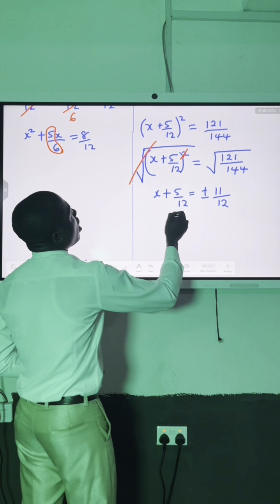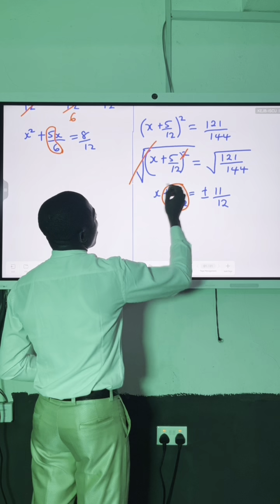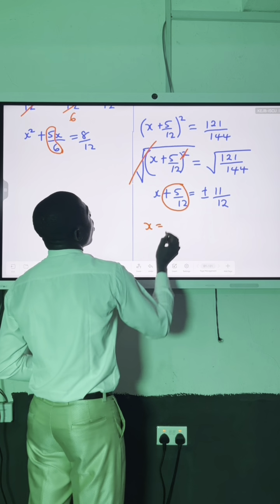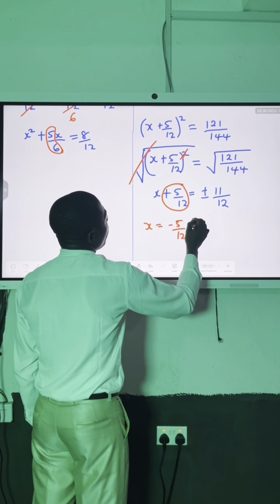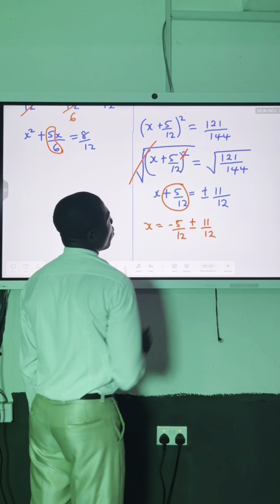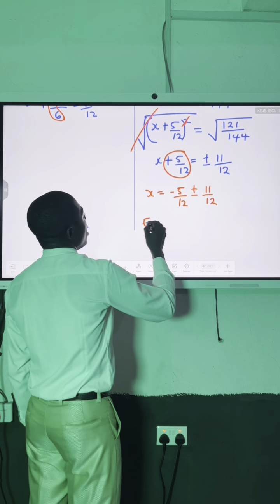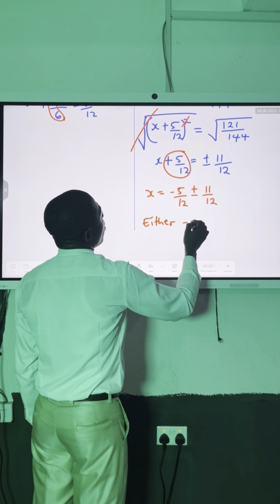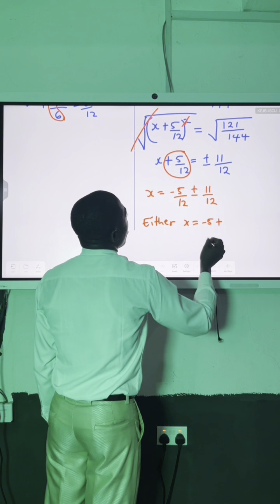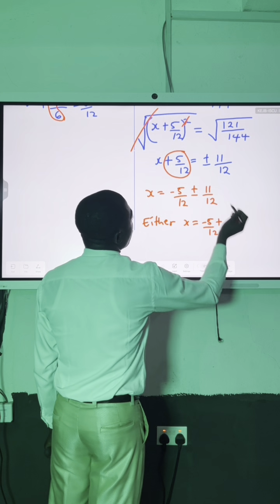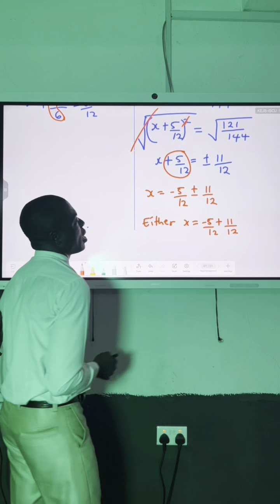Okay? Now, let's move this plus 5 over 12 to the other side. So we have x is equal to, if you move it, negative 5 over 12 plus or minus 11 over 12. Now, because of plus or minus, we are going to have two answers. We're going to say either x is equal to negative 5 over 12 plus, we take the addition sign, plus 11 over 12.